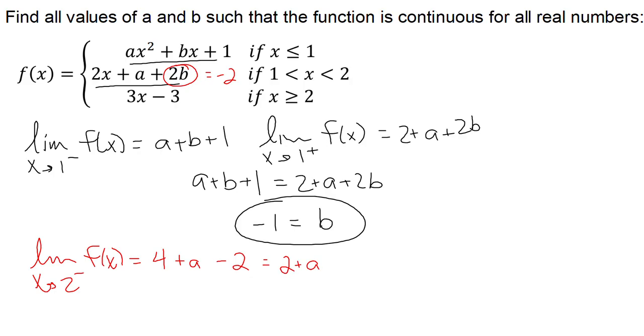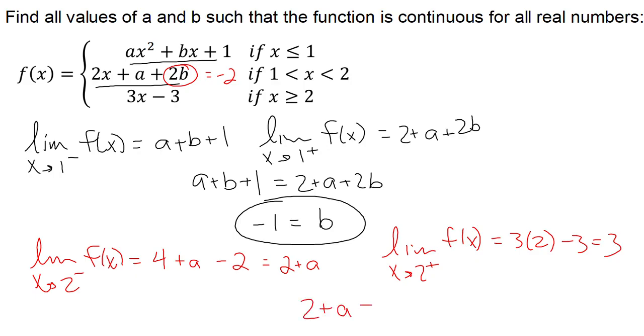And then we've also got the limit as x approaches 2 from the right of f of x, which should just be the 3x minus 3, so that'd be 3 times 2 minus 3. 6 minus 3 is 3. So really all I need is for 2 plus a to equal 3. Well, that just tells me that a must equal 1.